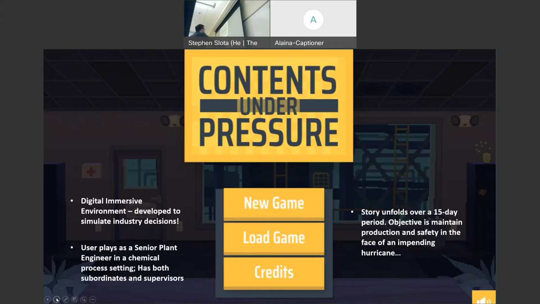And the story unfolds over a 15-day period. The objective is to maintain production and safety in the face of an impending hurricane. You don't necessarily know that at the beginning. But this is based on a real scenario that actually happened.